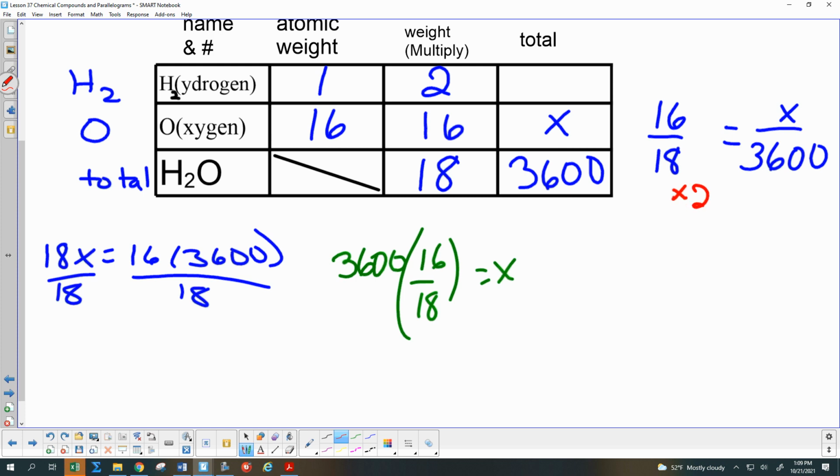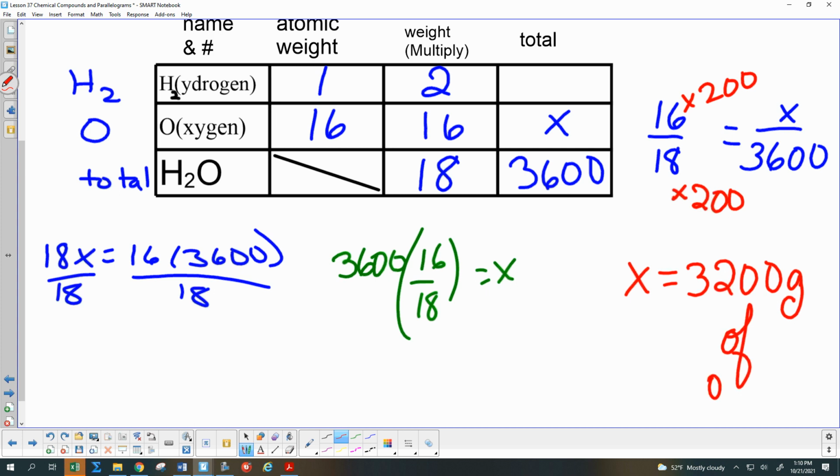Well, 18 times 2 is 36. So 18 times 200 would be 3,600. Multiply the numerator by the same thing, and that's got to be x. So, everybody done it one of those ways already? What do you get for x? Shout it out, everybody. So no matter which way you pick, x is 3,200 grams of oxygen.